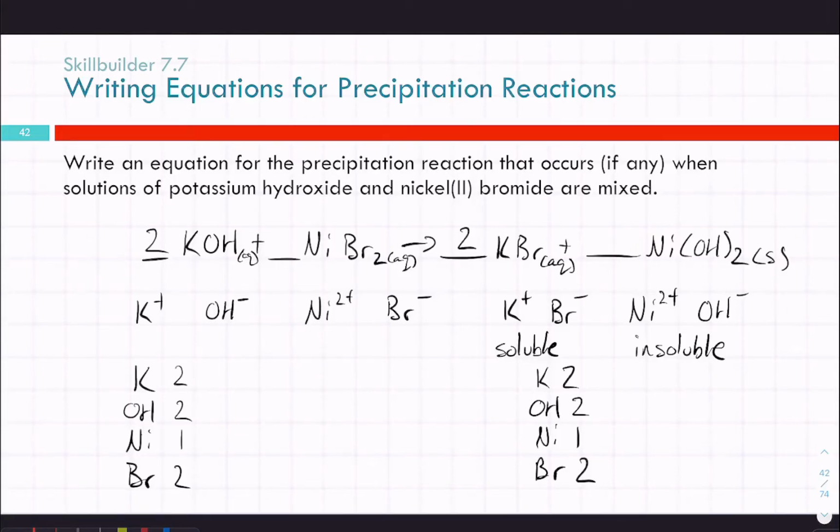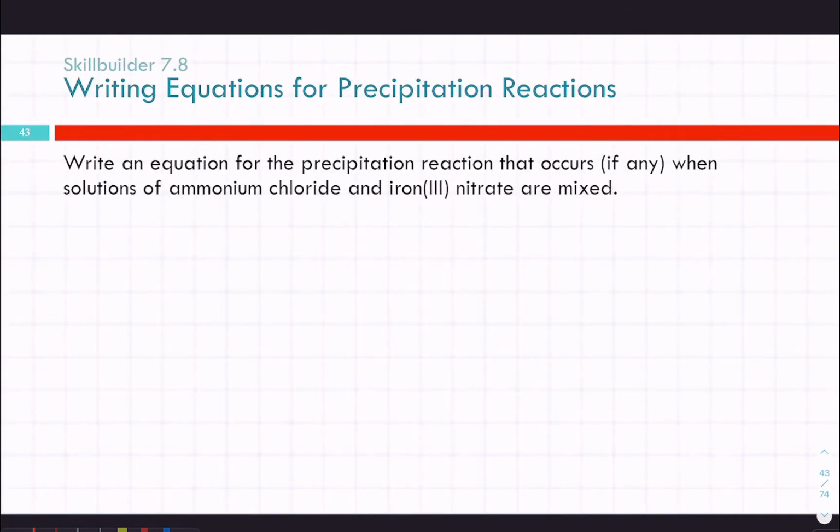All right, so this is the one we did last time where we wrote out our reactants based on the compounds that we were given and then identified how these could be swapped. We have potassium and hydroxide as one of our starting compounds, and then potassium and bromide as one of our possible products, if we have a reaction, which we did in this case. Then nickel and bromide. So we had nickel hydroxide as one of our possible products, and we saw that that was insoluble.